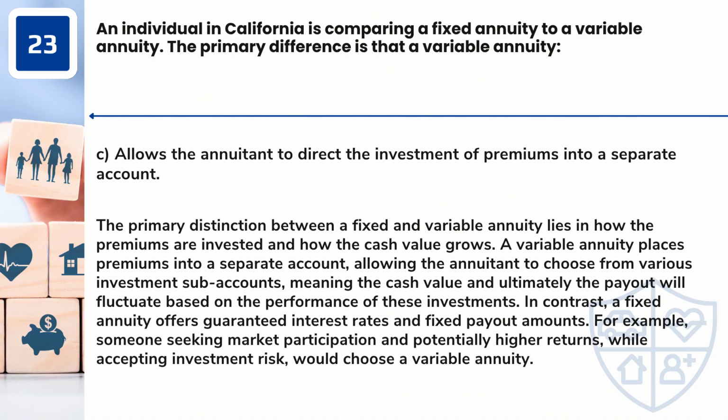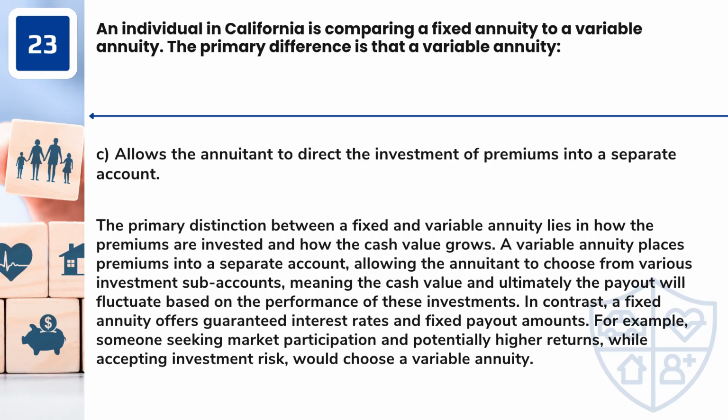Answer: C. Allows the annuitant to direct the investment of premiums into a separate account. The primary distinction between a fixed and variable annuity lies in how the premiums are invested and how the cash value grows. A variable annuity places premiums into a separate account, allowing the annuitant to choose from various investment subaccounts, meaning the cash value and ultimately the payout will fluctuate based on the performance of these investments.